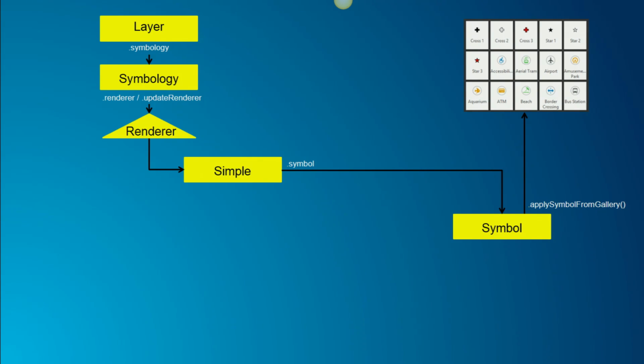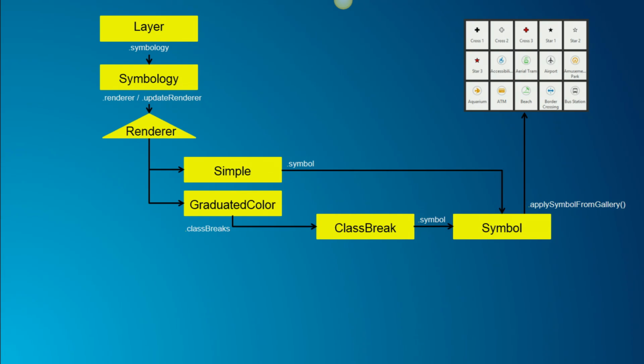So that's one renderer. We also support graduated color renderer. So again, we can get to the individual class breaks, and for each class break, which has an item and a description, it also has a symbol, and we can do the same sort of thing.